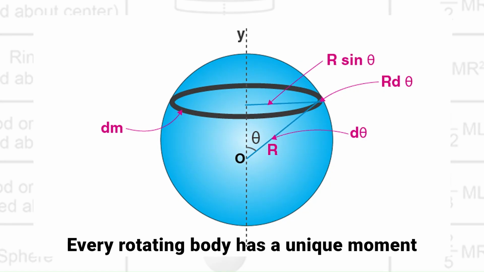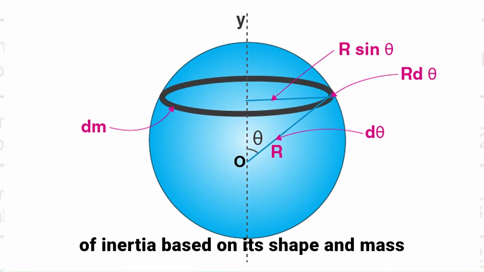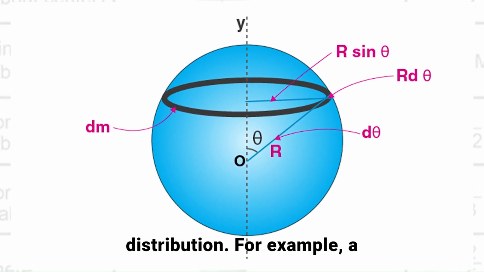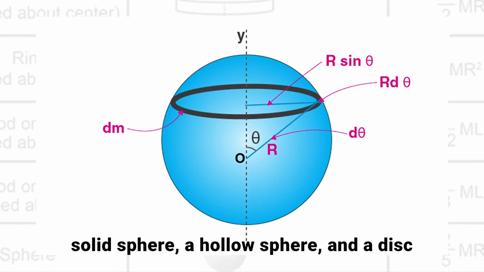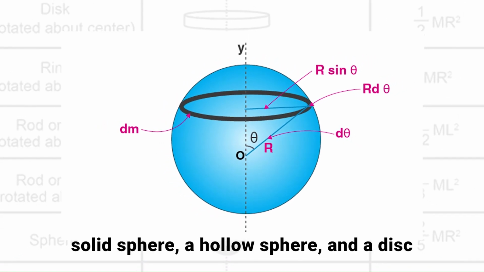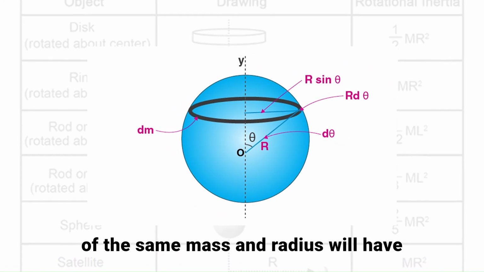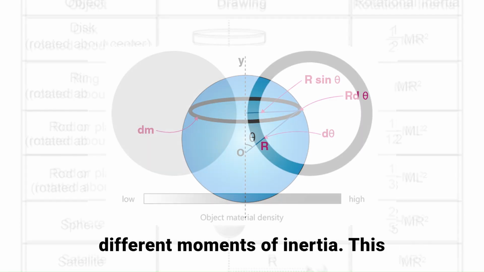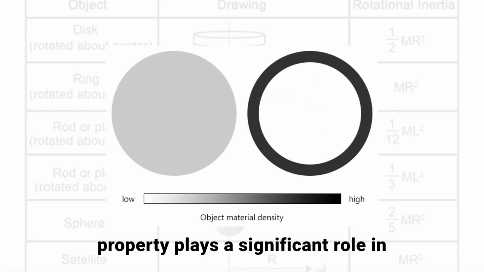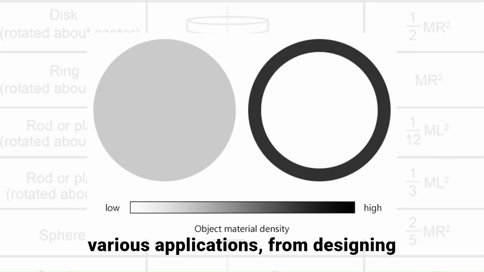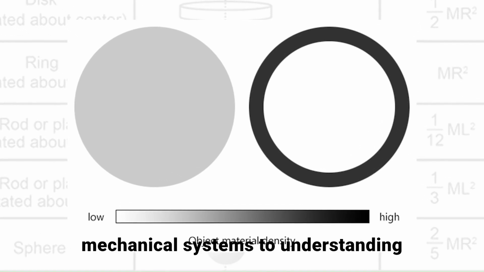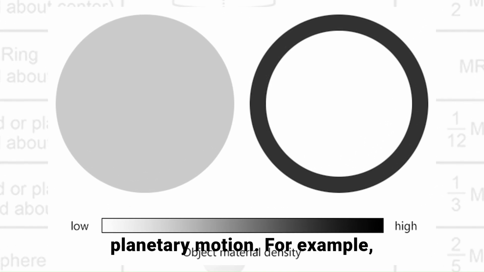Every rotating body has a unique moment of inertia based on its shape and mass distribution. For example, a solid sphere, a hollow sphere, and a disk of the same mass and radius will have different moments of inertia. This property plays a significant role in various applications, from designing mechanical systems to understanding planetary motion.